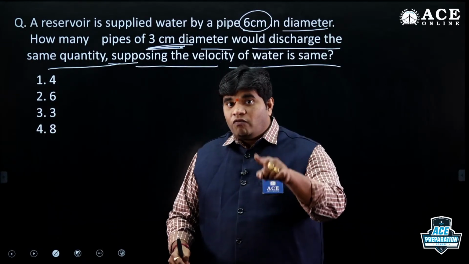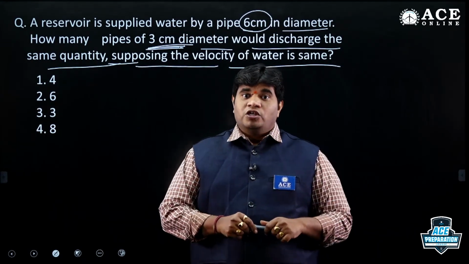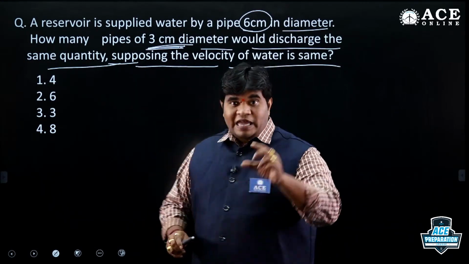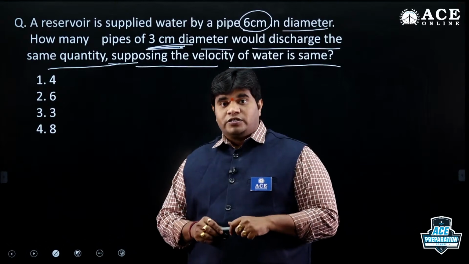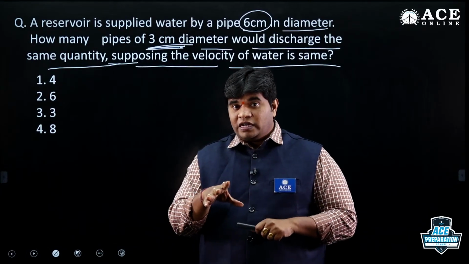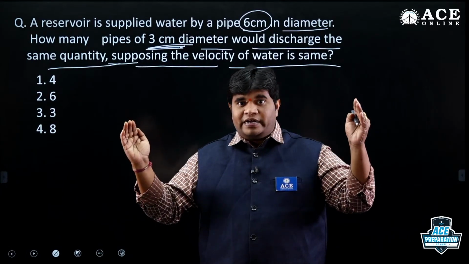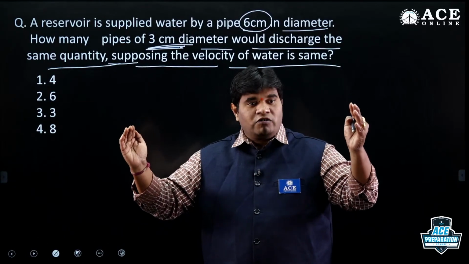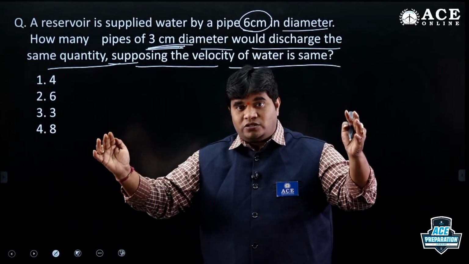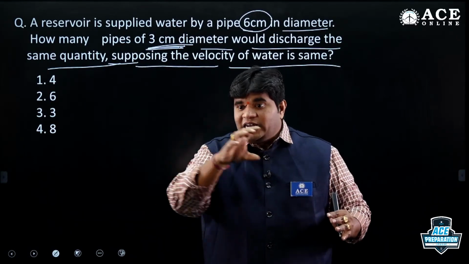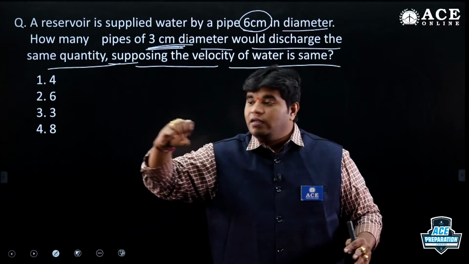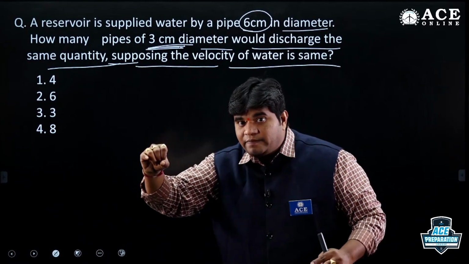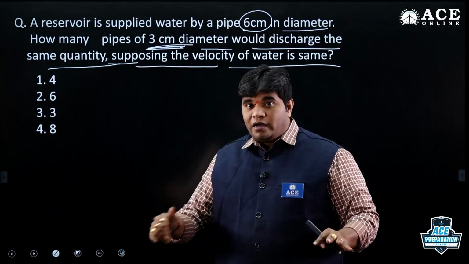What is the meaning here? The volume should be equal. So how many of these small pipes are required? That is the question, friends. Are you getting the concept? From the reservoir, a very big cylinder, suppose the output in 1 minute is 100 liters. I have small pipes, but in 1 minute I want the same 100 liters. How many small pipes are needed? That is the question.